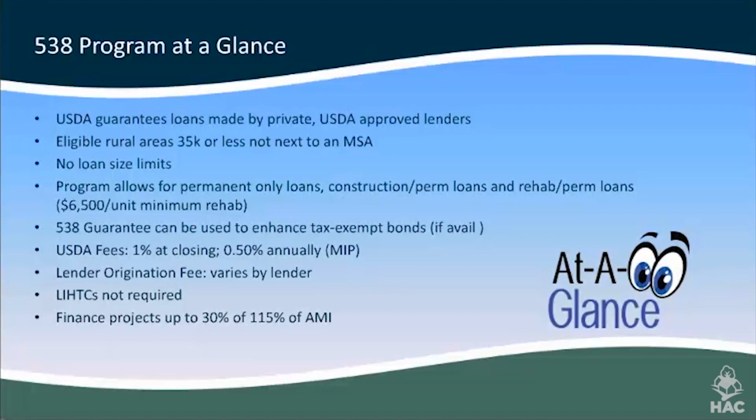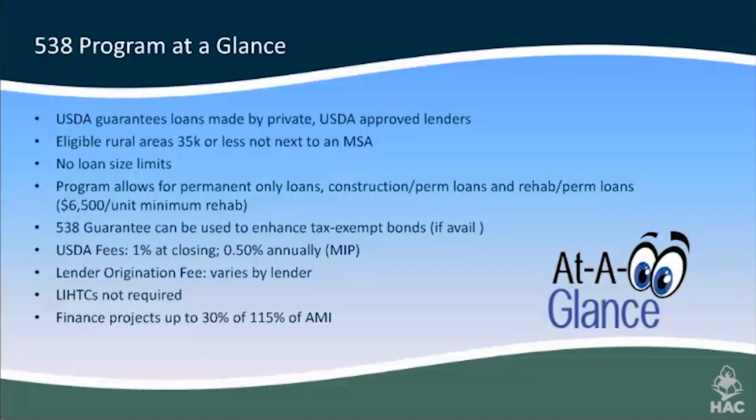As far as fees, currently there are no application fees under this 4-year NOSA that was published. There is a 1% guarantee fee that is charged at the closing, and then there's 50 basis points that is charged on an annual basis on top of the principal. So if you've got your rate, whatever your rate is, you add those 50 basis points to your rate, and that's what your monthly debt service payment is going to be.